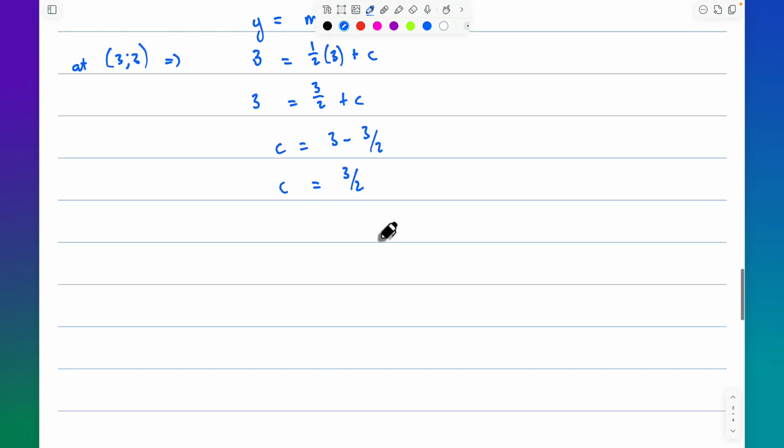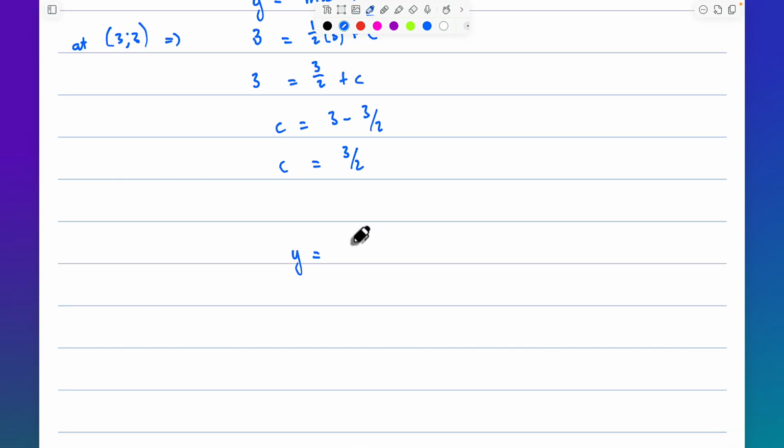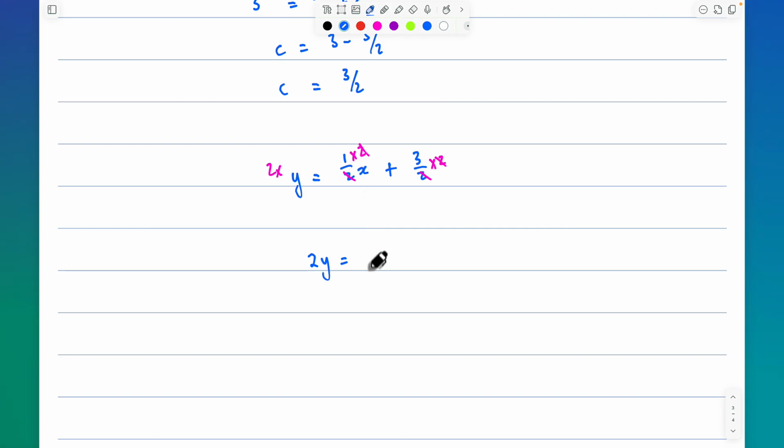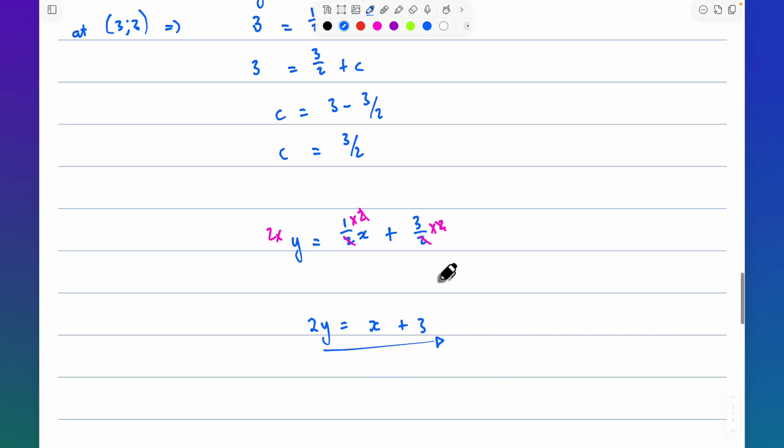Therefore, the equation of line B is y is equal to your m value, which is a half of x, plus your c value, which is 3 over 2. If you don't want to include denominators, you can multiply everything by the common denominator, which is 2. So this becomes 2y is equal to 1 times x, which is x plus 3. And that is your final answer.